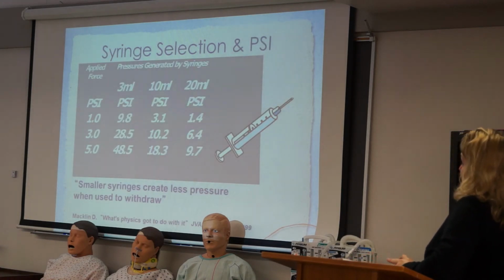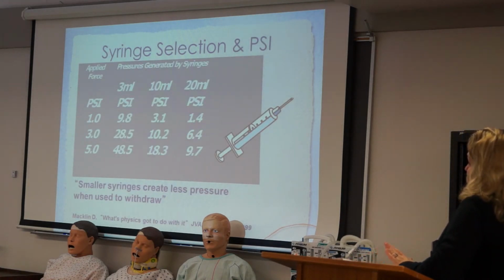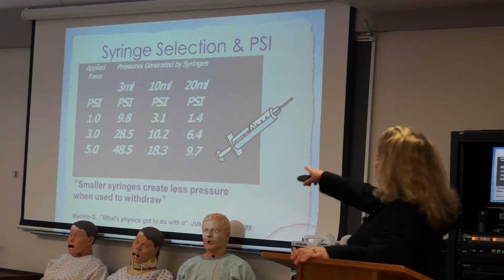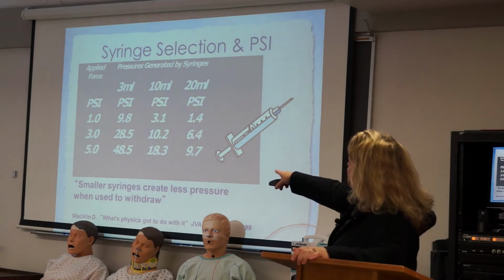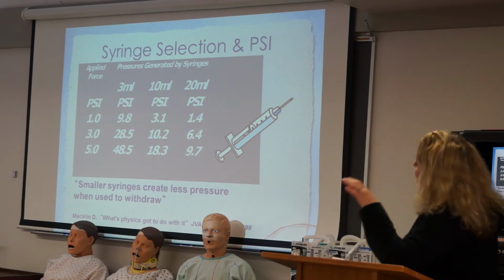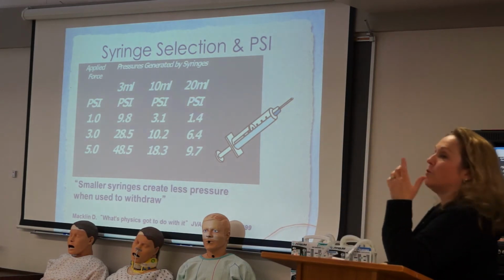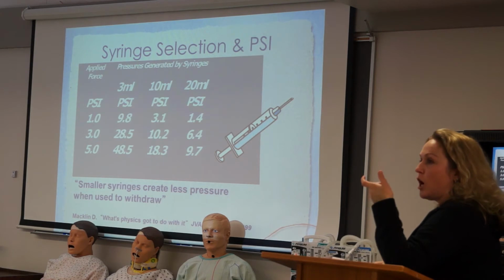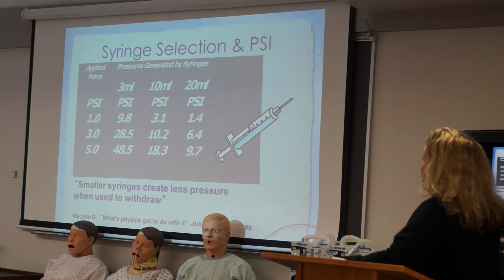So let's talk for a minute about your syringe selection. We already talked about you don't go any lower than what? 10 mLs, always. And you can see that the difference in the pressure increases with your 3 mL syringe, 48 versus 18. So it's really important, especially when you're pushing meds in, when you're withdrawing, that you use a 10 mL syringe or greater.